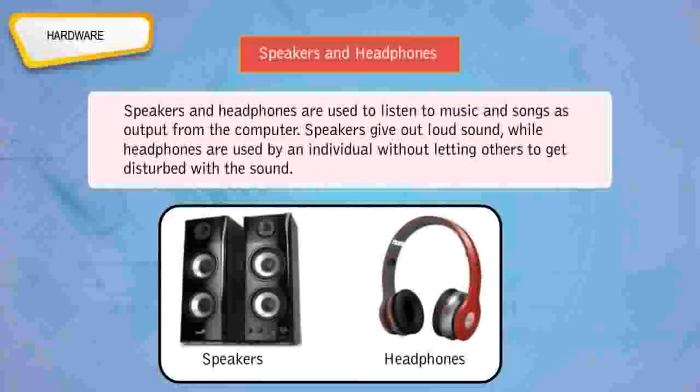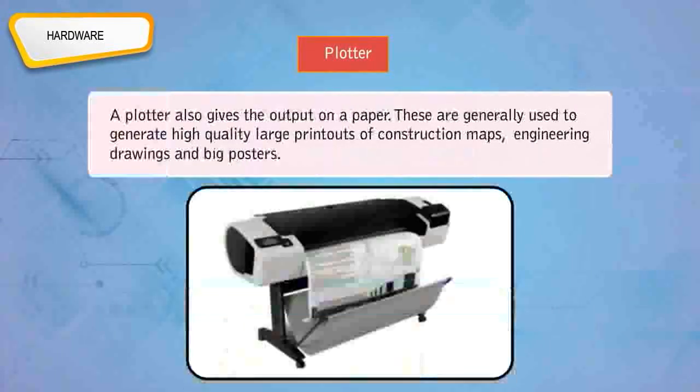Speakers and headphones. Speakers and headphones are used to listen to music and songs as output from the computer. Speakers give out loud sound, while headphones are used by an individual without letting others get disturbed by the sound. Plotter. A plotter also gives the output on paper. These are generally used to generate high-quality large printouts of construction maps, engineering drawings, and big posters.